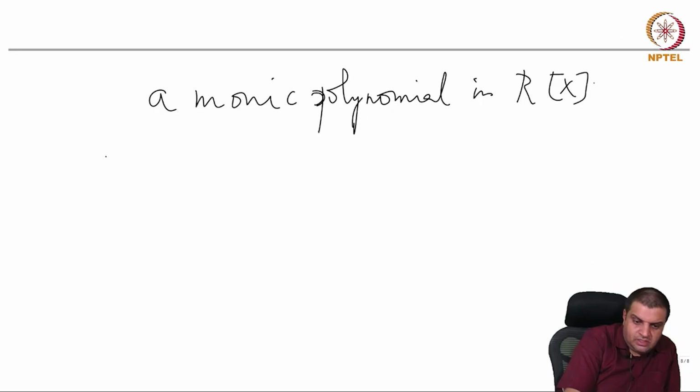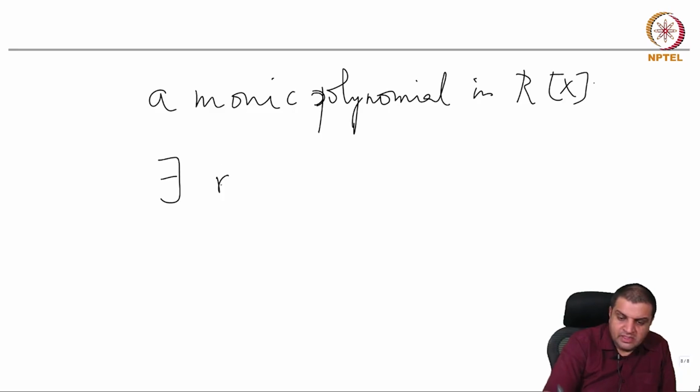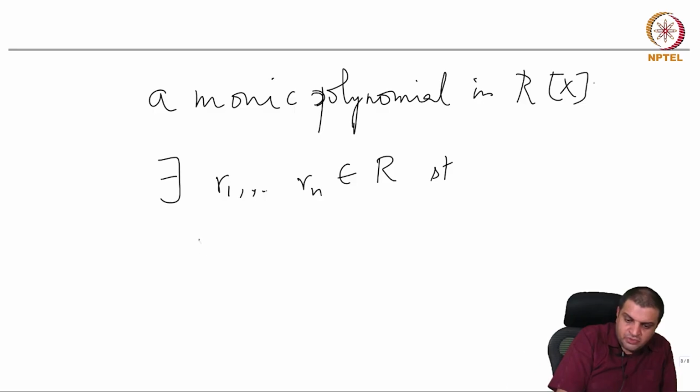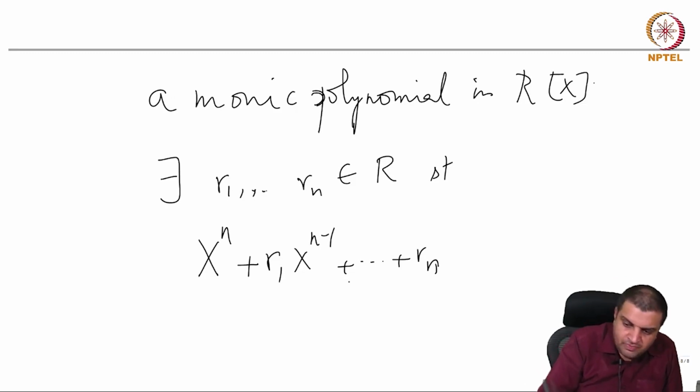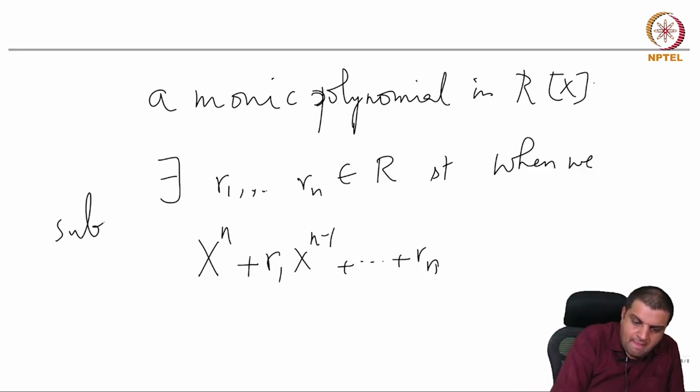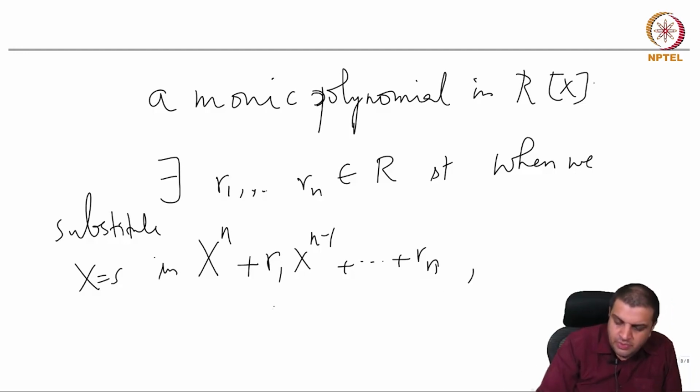So what does that say? It says that there exist some r1 through rn in R such that when we substitute s into x^n plus r1 x^(n-1) plus and so on plus rn, we get 0.